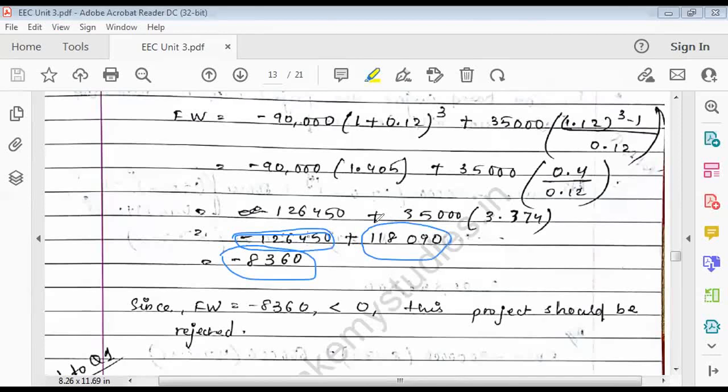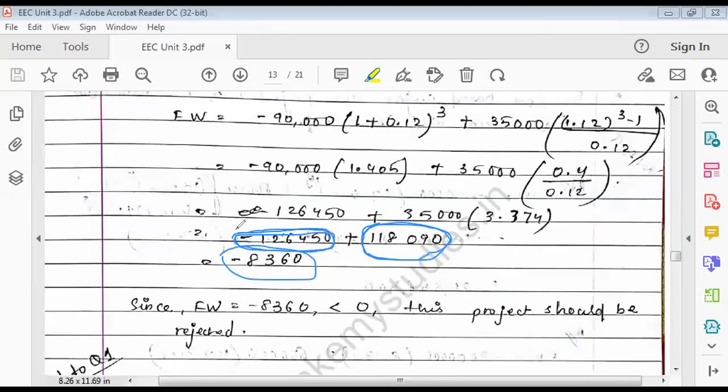So why are you rejecting, or why did you get a negative value as FW? Now look at these two things. One is 1,18,090. The other one is 1,26,450. What are these? Anyone who can answer this? What are these two? Okay, just respond with this. Am I audible?